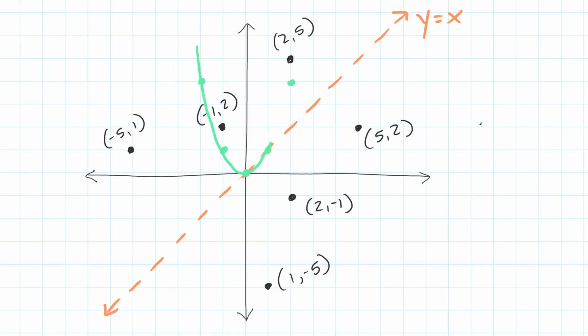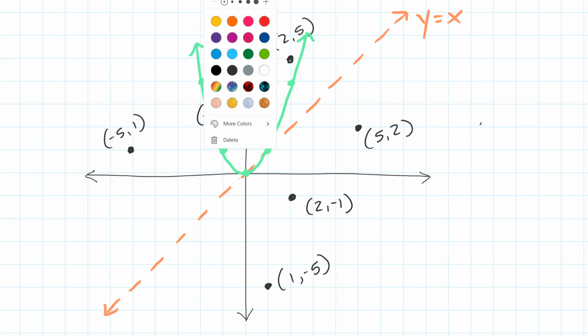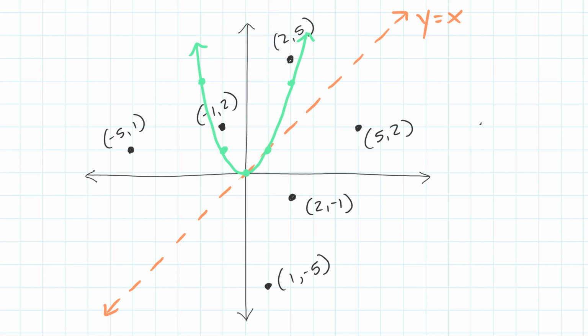So, for example, if we had this parabola right here, and I asked you to find the inverse of that parabola, what would you do? And how would we reflect it? What did we do with all those points? We switched the x and y.